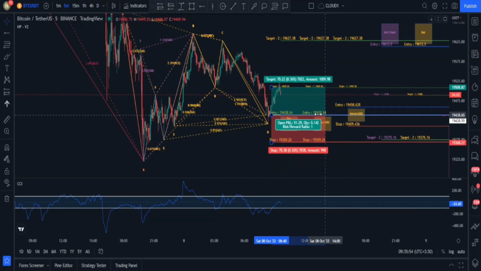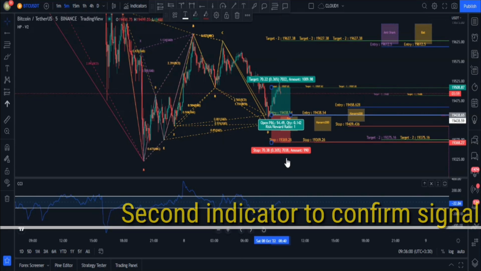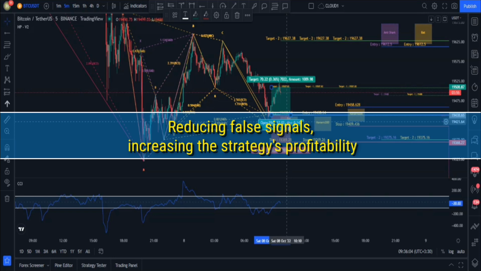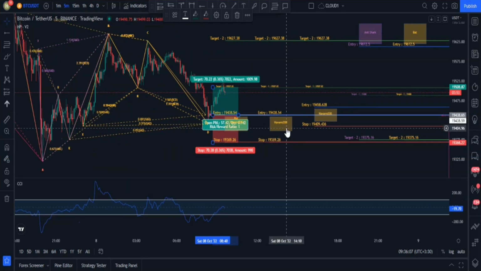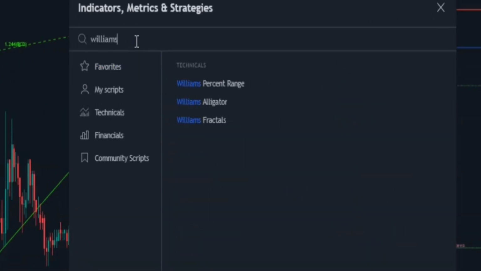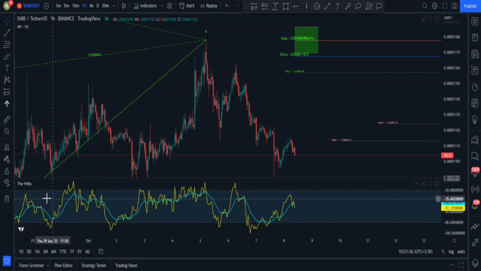Now I'm going to introduce a second indicator for getting confirmation and increasing the win rate ratio. This indicator reduces false signals and increases the strategy's profitability like the CCI. So without further ado, search Williams %R from the Indicators tab. We've got to apply our special settings on this indicator for this strategy, so follow the video step by step.